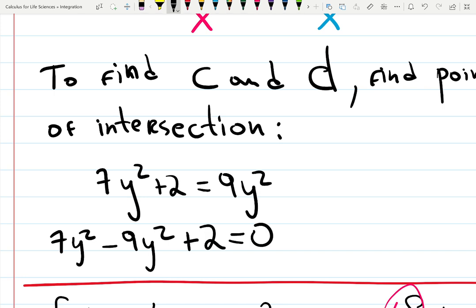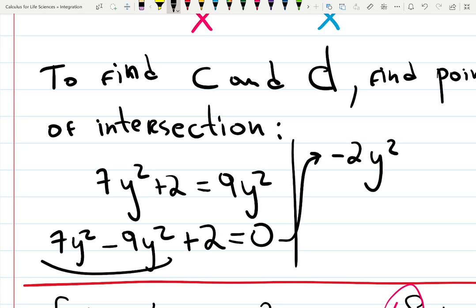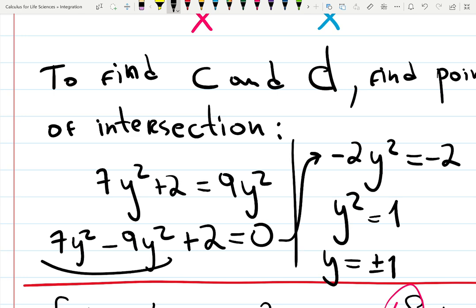Then what do you have now? So when I combine these two, what does it give me? Negative 2y squared, good, minus 2. Y squared is 1. Y is plus or minus 1. Amazing, good job.